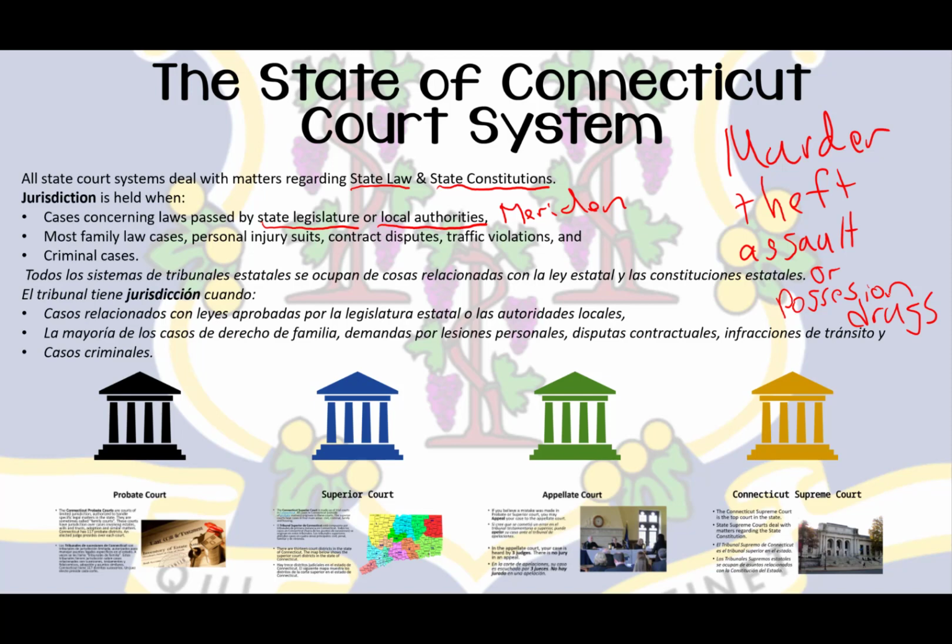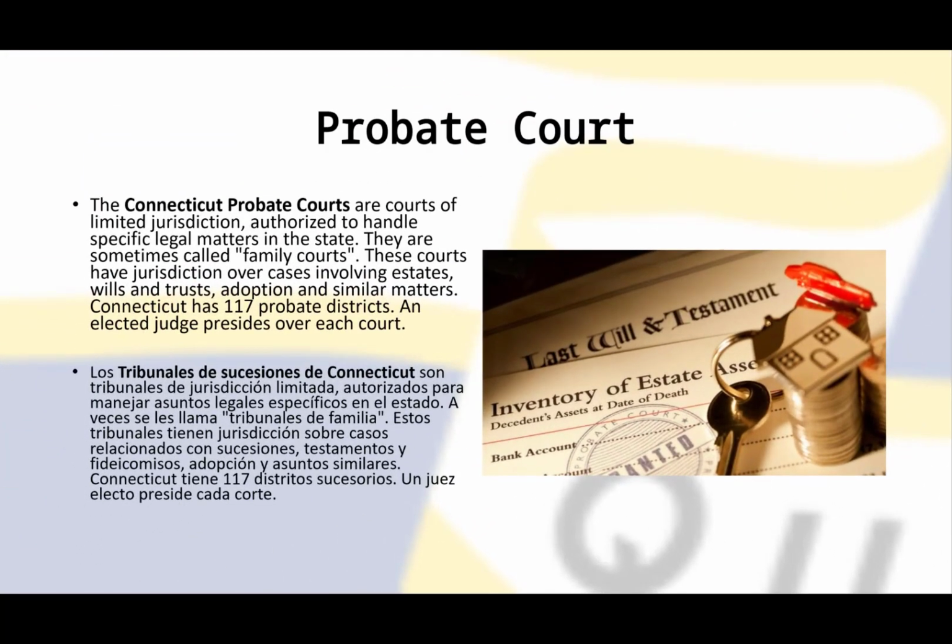So, we are going to start with the lowest system, which is probate court. Probate court is a court that handles very small things, such as estates, wills, trusts. These are things that involve when people die. When you die, you leave your money and your possessions to people, and people leave them in either an estate, a will, or a trust.